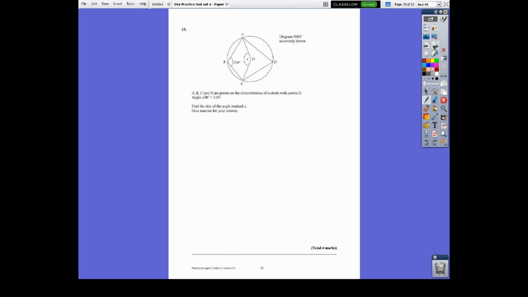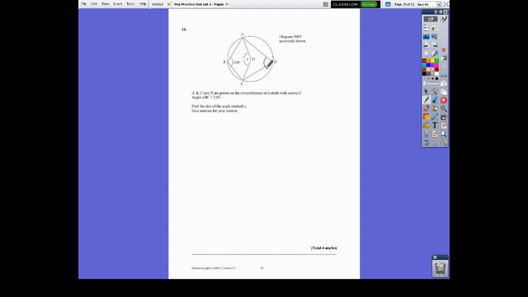Question 13. A, B, C, and D are points on the circumference of a circle with centre O. Angle ABC is 116 degrees. Find the size of angle marked X, giving reasons for your answer. Well, at the moment, X is linked to ADC because we know that the angle at the centre is always double the angle at the circumference. We don't know ADC yet, but we can use ABC to work that out.